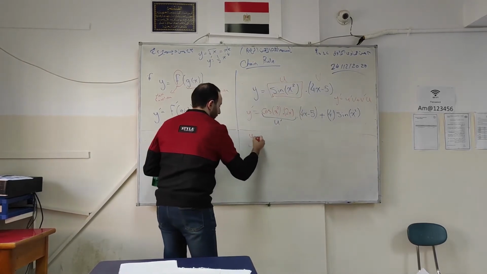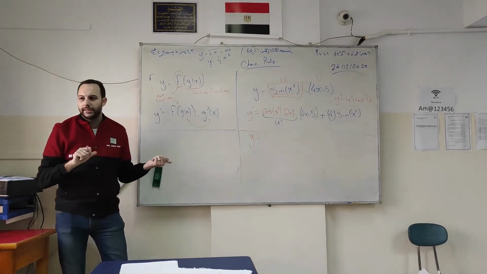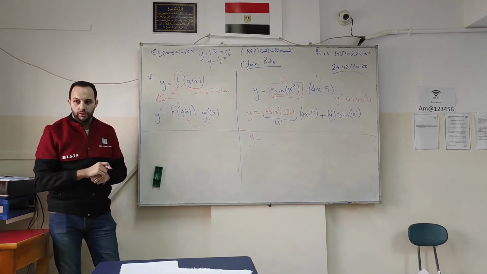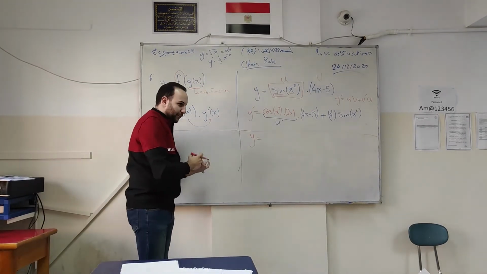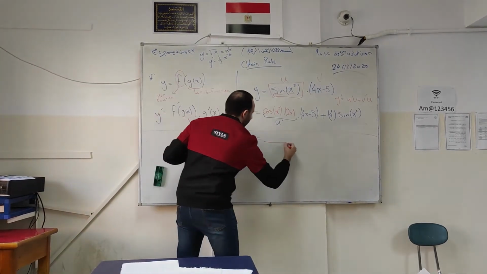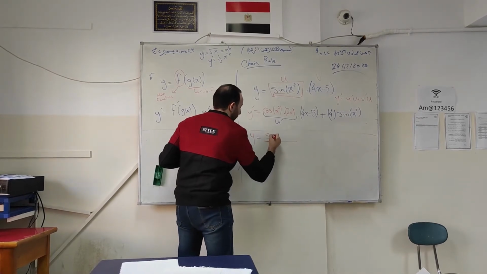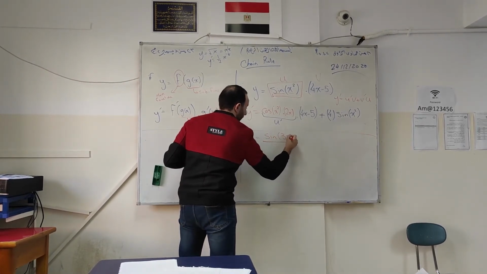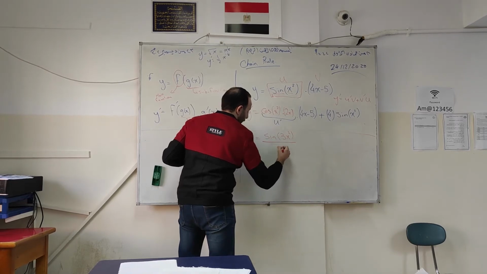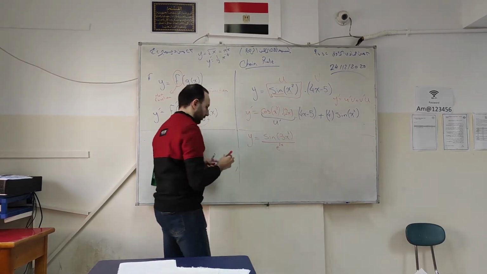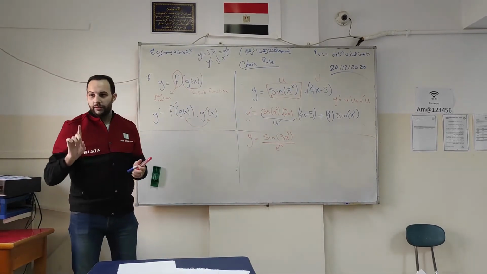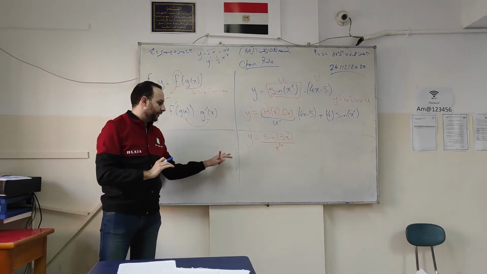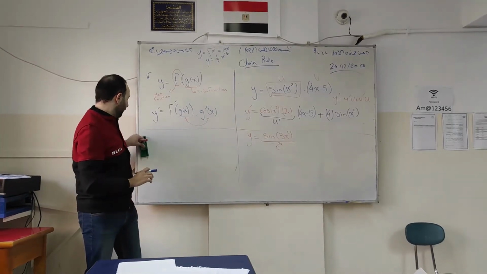Let's have this. But can I have a chain rule inside the quotient rule? As long as we understand it inside the product, it works inside the quotient. Okay. Let's have sine 3x squared over e power 2x. Look at this because I'm having a very confusing question.